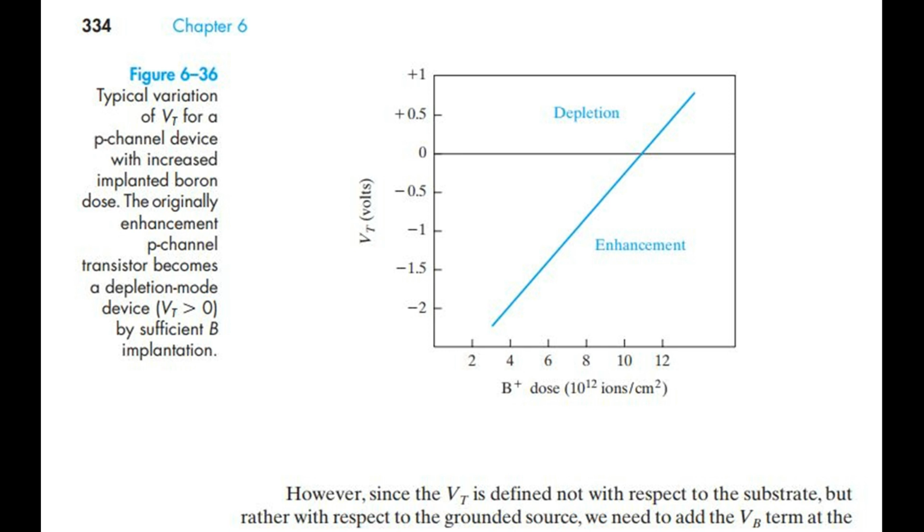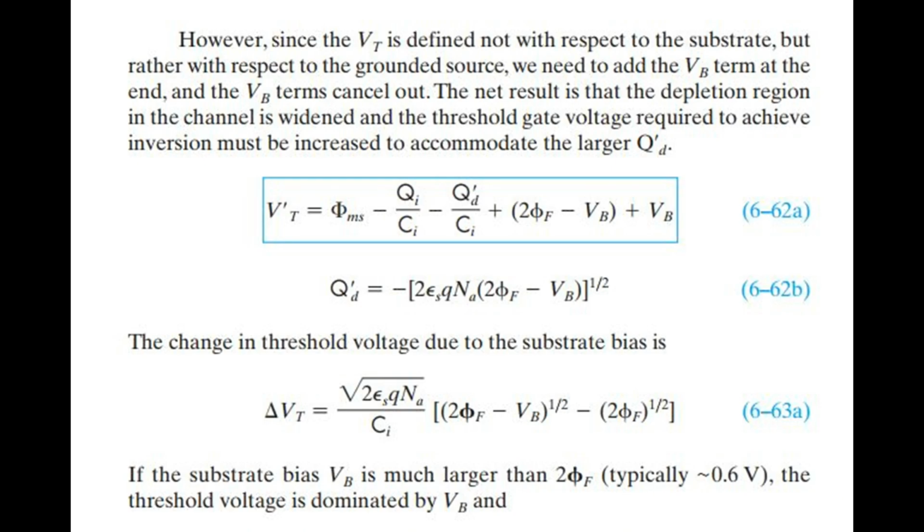However, since the threshold voltage is defined not with respect to the substrate, but rather with respect to the grounded source, we need to add the bias voltage term at the end, and the bias voltage terms cancel out. The net result is that the depletion region in the channel is widened and the threshold gate voltage required to achieve inversion must be increased to accommodate the larger QD.